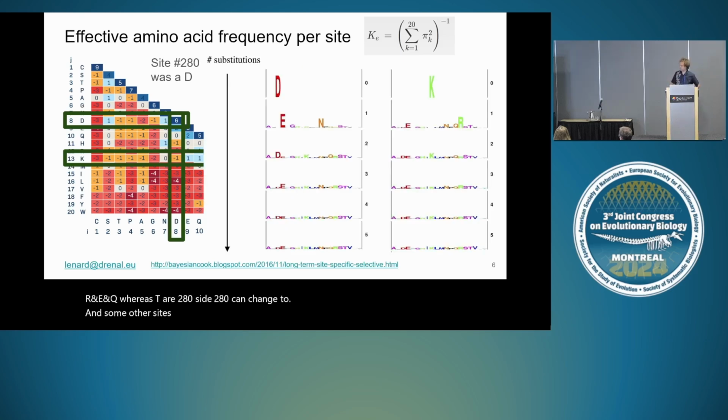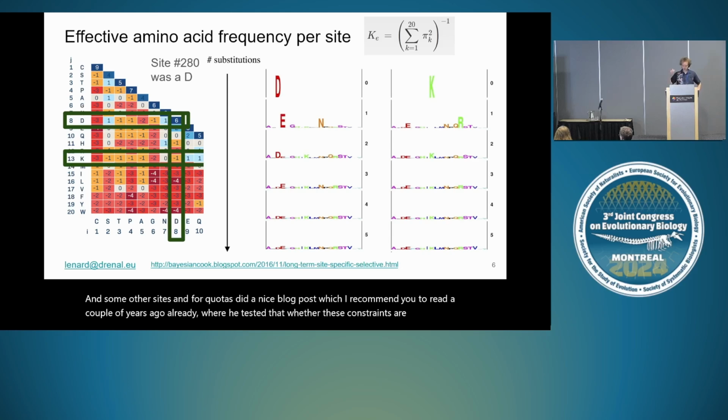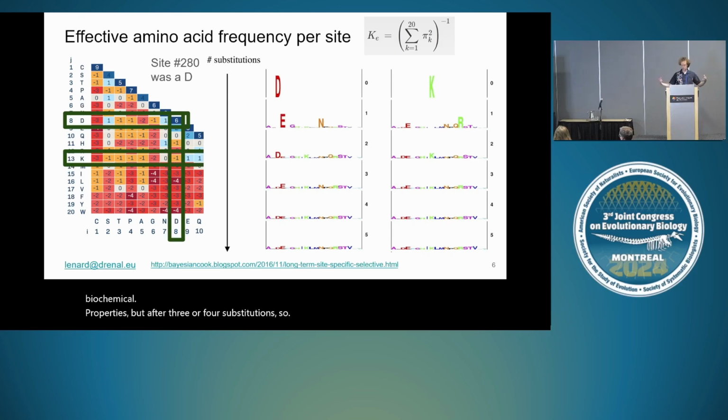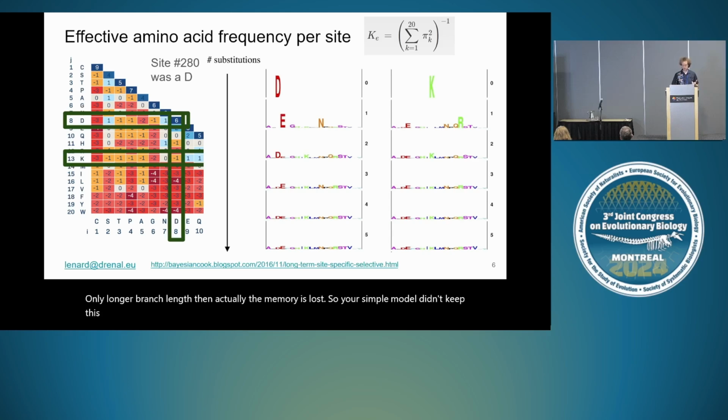And Lénárd Szántho, one of our co-authors, did a nice blog post, which I recommend you to read, actually a couple of years ago already, where he tested whether these constraints are kept after multiple substitutions. On the first line, everything is fine. You have D and K. After one substitution, you are still happy because it's changed into something with similar biochemical properties. But after 3 or 4 substitutions, so on a longer branch length, then actually the memory is lost. So your simple model didn't keep this biological constraint, which may have been important for this protein to function properly.